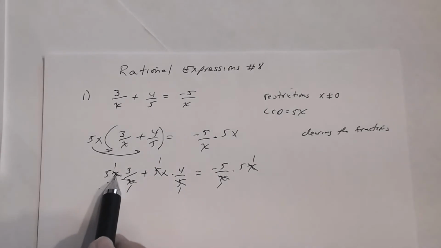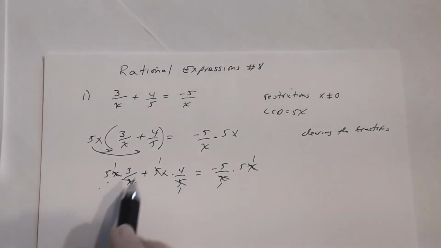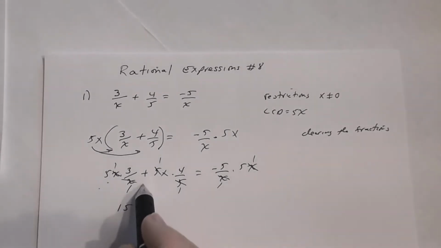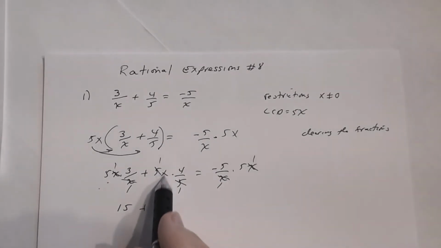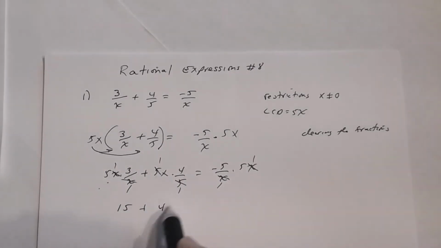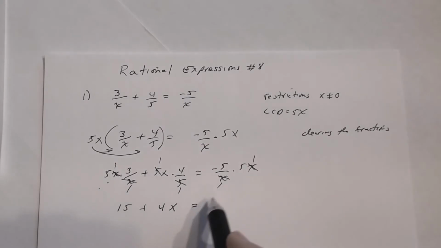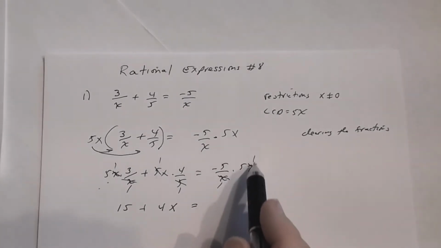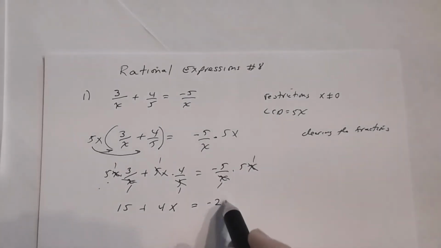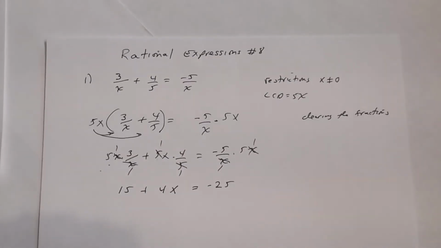So, 5 times 1 times 3 is 15, plus 1 times x times 4 is 4x, equal negative 5 times 1 is negative 25. So notice now I have a linear equation. So now that's going to make things a lot easier for us. So this is a linear equation. And then I just solve for x.